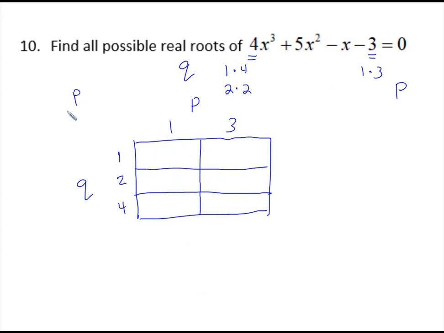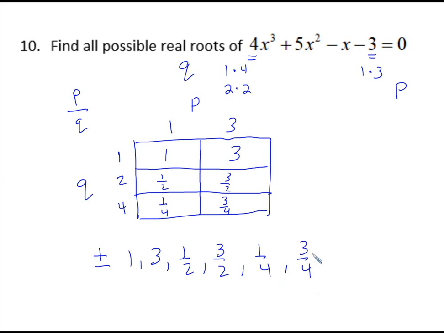So if I take p divided by q, 1 divided by 1 is 1, 3 divided by 1 is 3, 1 divided by 2 is 1 over 2, 3 divided by 2 is 3 over 2, 1 divided by 4 is 1 over 4, 3 divided by 4 is 3 over 4. So my list is going to be plus or minus. Find all the different values in this table: 1, 3, 1/2, 3 over 2, 1 over 4, and 3 over 4. So this would be our list of possible real roots to this polynomial.